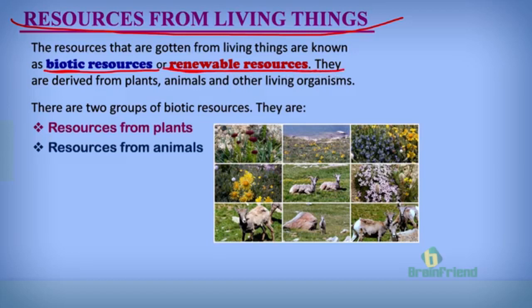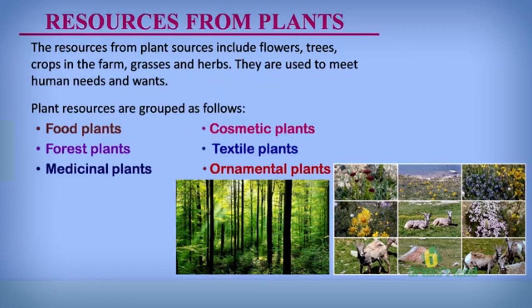Other kinds of resources are also called renewable resources because they can always be replaced whenever we use them. Renewable resources or biotic resources are generally derived from plants, animals, and other living organisms. Remember, these are resources from living things. There are two basic groups of biotic resources: those from plants and those from animals. Plants and animals are all living organisms.